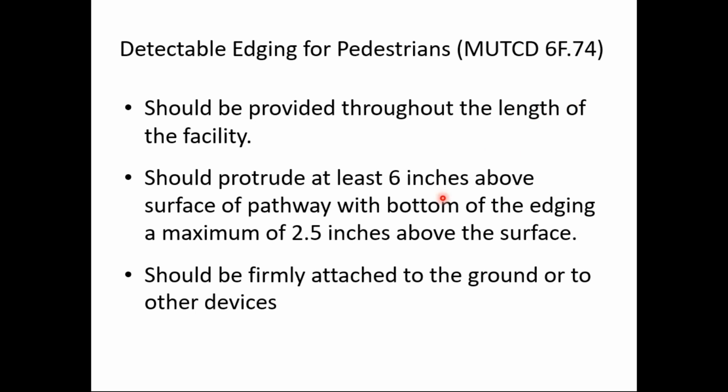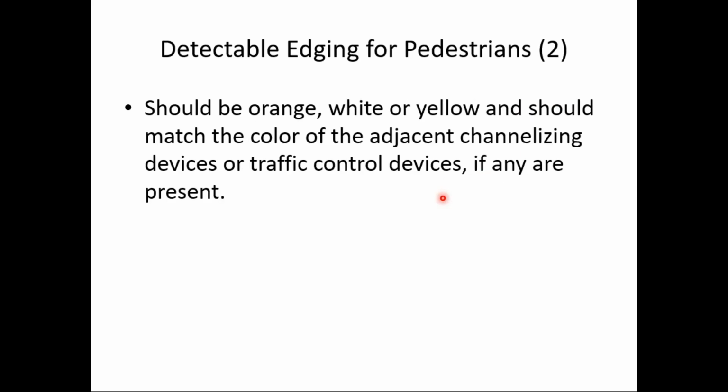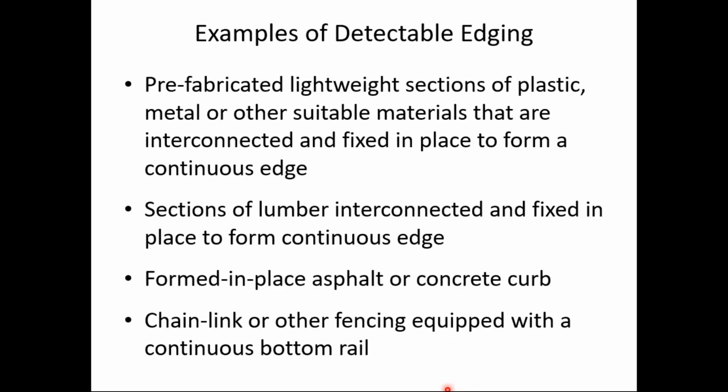So let's look at some examples. And also, notice it's not a requirement, but they should be orange, white, or yellow and should match the color of the adjacent channelization devices or traffic control devices, if there are any. Some examples: there are prefabricated lightweight sections of plastic, metal, or other similar materials that are interconnected and fixed in place to form a continuous edge. That's what we want, a continuous detectable edge.